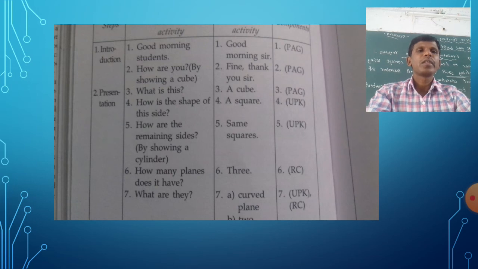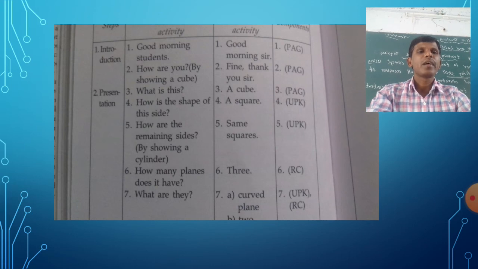Automatically, by showing this cylinder, they give the answer 3. This is called relevancy and continuity. Why? Because we are asking the continuity question which is relevant to the cube. Why? Because we will discuss. What are they? They will give 3 sides, 3 planes.